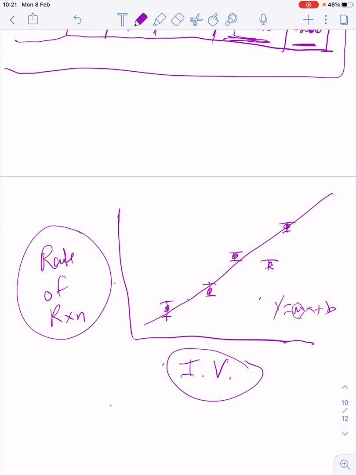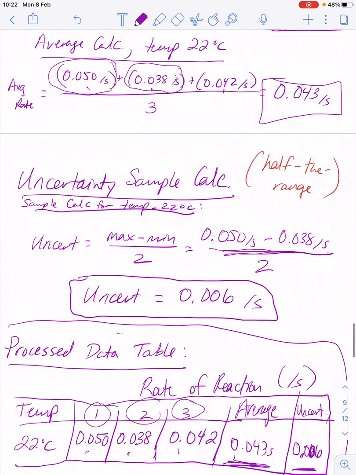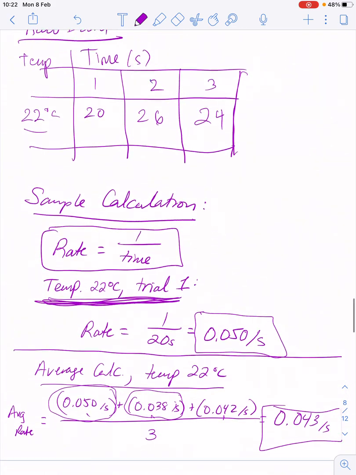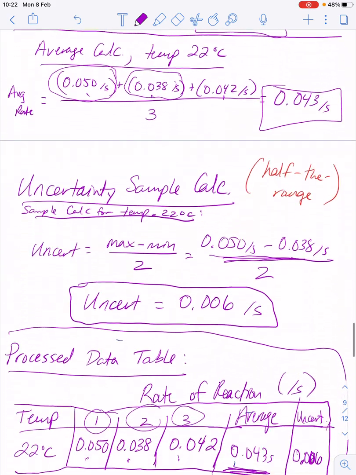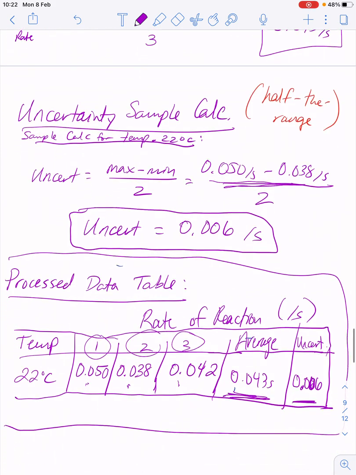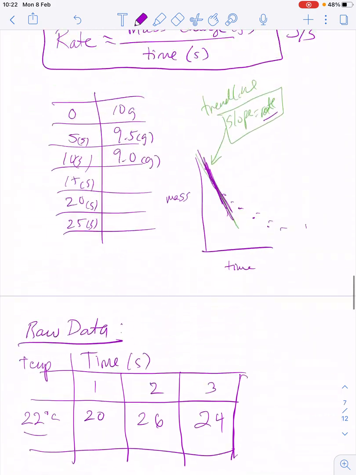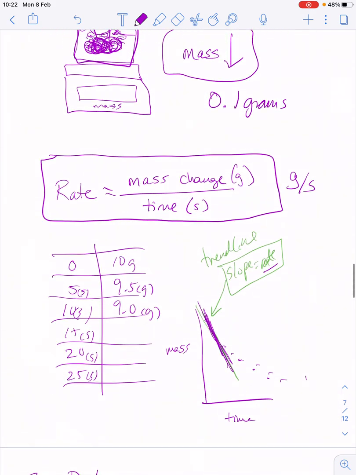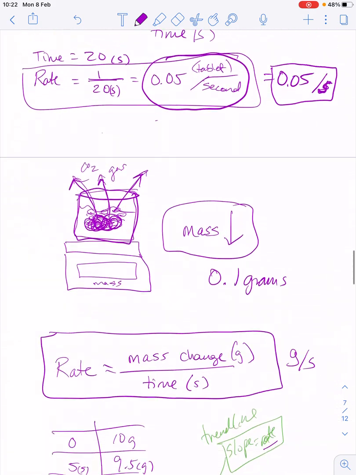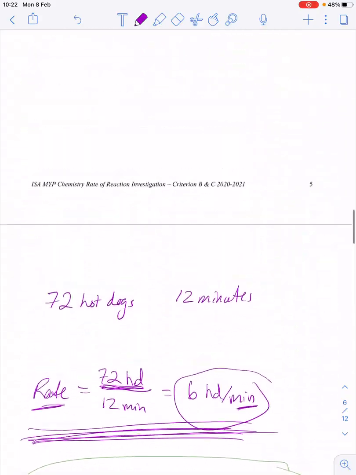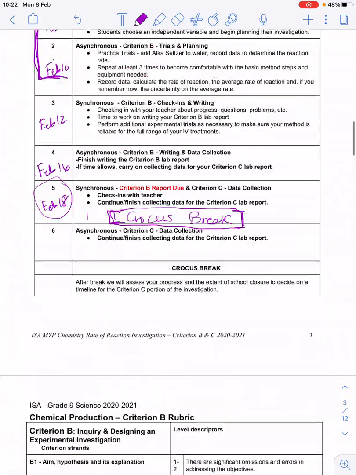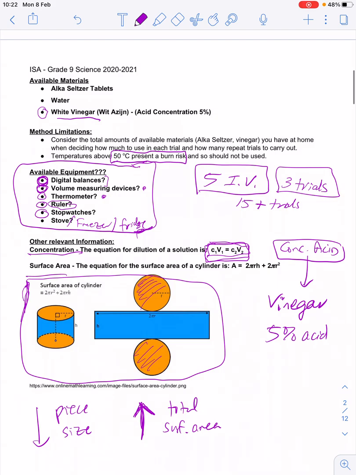Okay, sorry for the long video. I hope that has clarified what I expect of you for your asynchronous class, which is to collect this data and show the sample calculations. You can do it handwritten like I've done here and then take pictures of it to submit it. And you should also have decided and thought about how you're measuring the rates and what your independent variable is going to be. Are you going to choose concentration, surface area, or temperature? And you should make that clear in your submission before Friday's synchronous class.